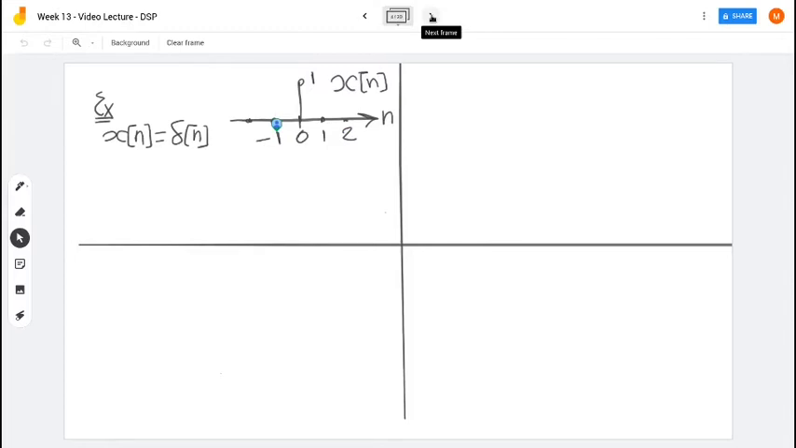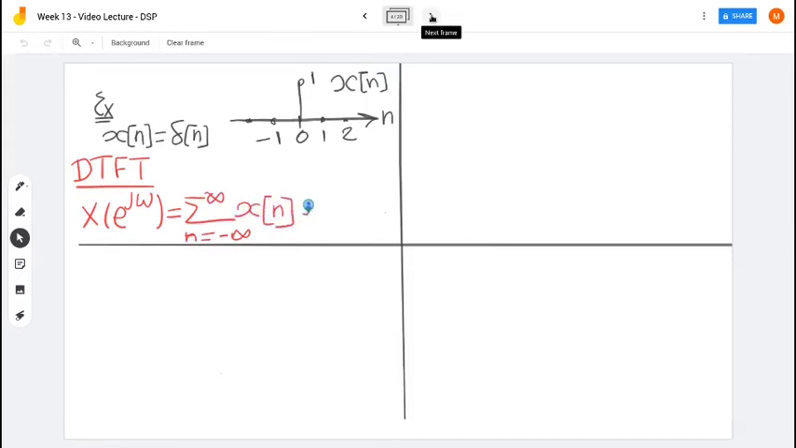So first, let's try to find the spectrum of this signal using the discrete time Fourier transform. The definition of which is very simple. It's X of e to the power j omega is equal to summation from minus infinity to positive infinity of x of n times e to the negative j omega n.